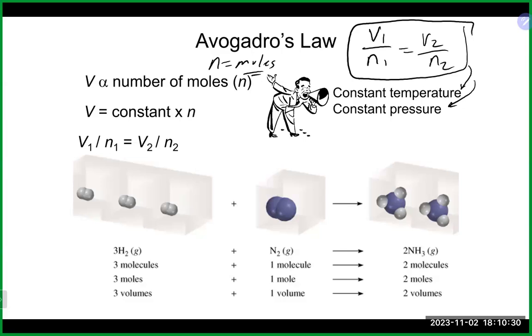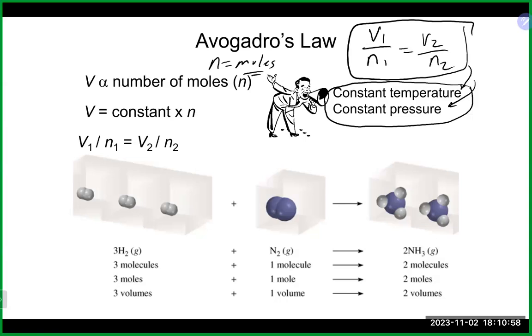One application is obviously, like any other gas law, you can just plug and chug into the equation and solve for whatever's missing. The other is if you happen to have some type of stoichiometry problem involving gases, under these conditions of constant temperature and pressure, you could use Avogadro's law to your advantage, where you would not necessarily have to use a gas law to solve a stoichiometry problem.